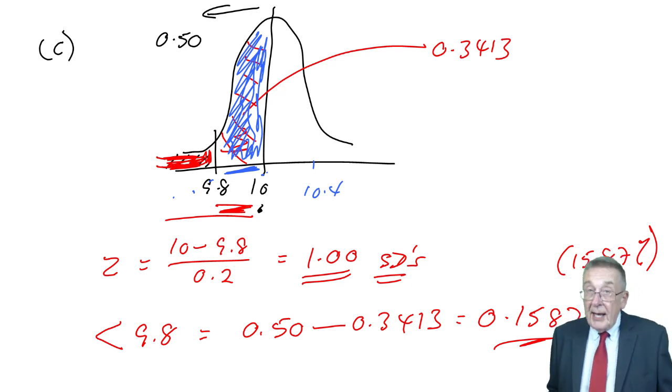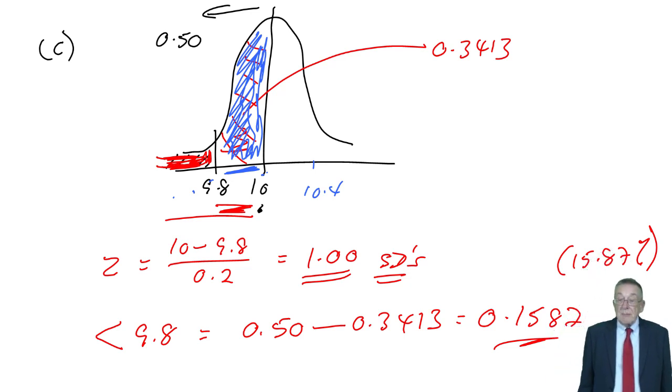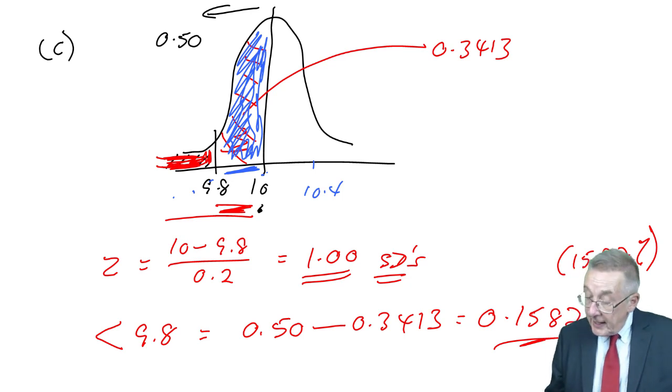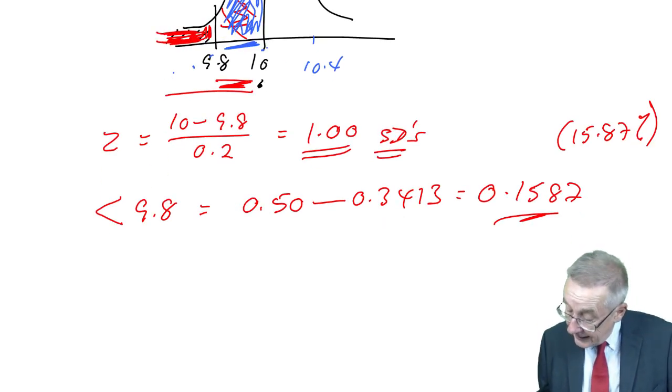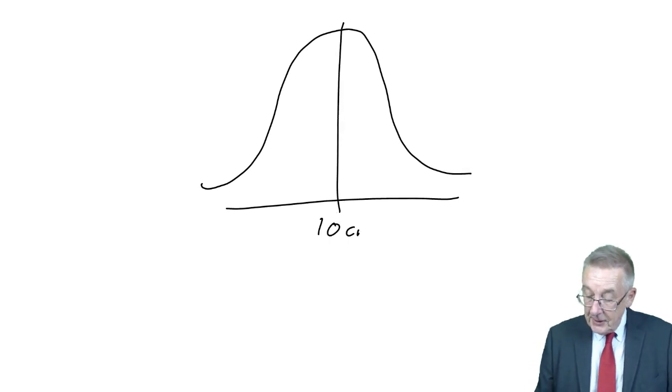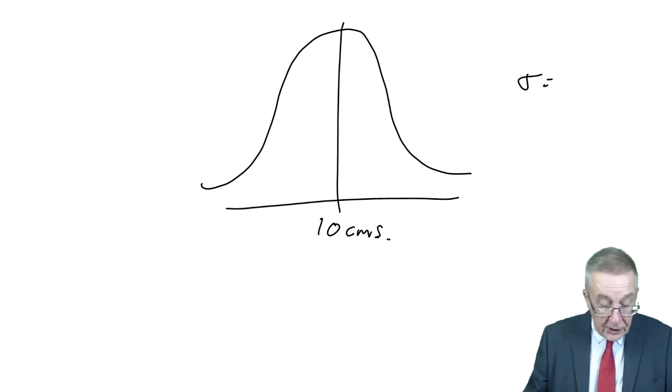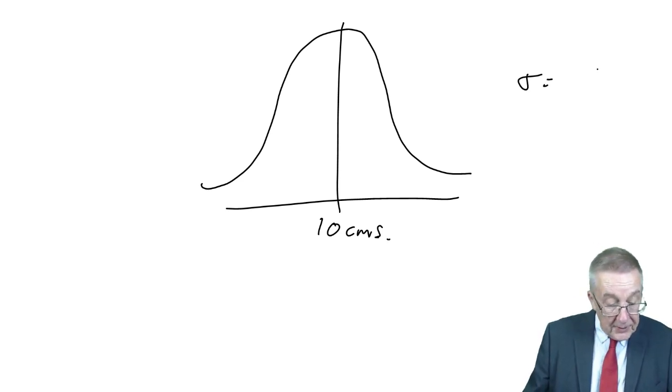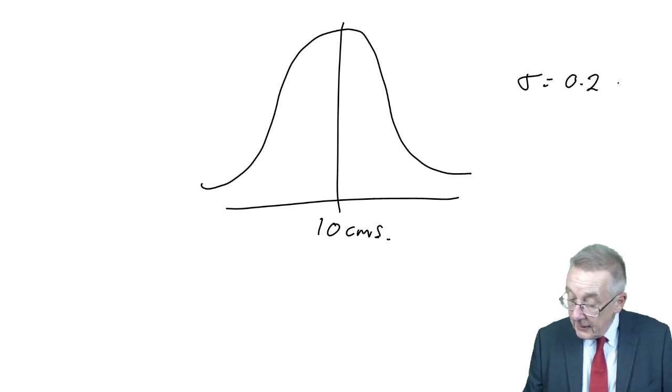All right, we're virtually there, but for safety, it's possible you could be asked to effectively use the tables backwards. Let me show you what I mean in the last example, example 3. For the same information as in example 2, with a normal distribution, the average is 10 centimetres, and the standard deviation is, what was it? 0.2 centimetres.